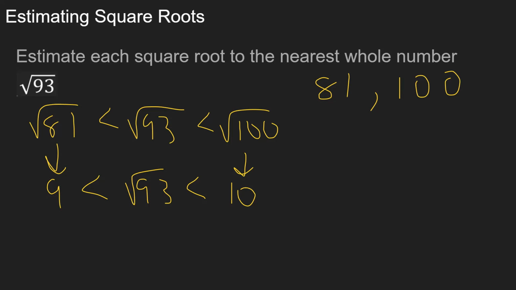Now 93 is closer to 100 than it is to 81. It's only 7 away from 100, but it is 12 away from 81. So the square root of 93, if we're approximating it, is closer to 10 than it is to 9. So we would say the square root of 93 is approximately, to the nearest whole number, 10.